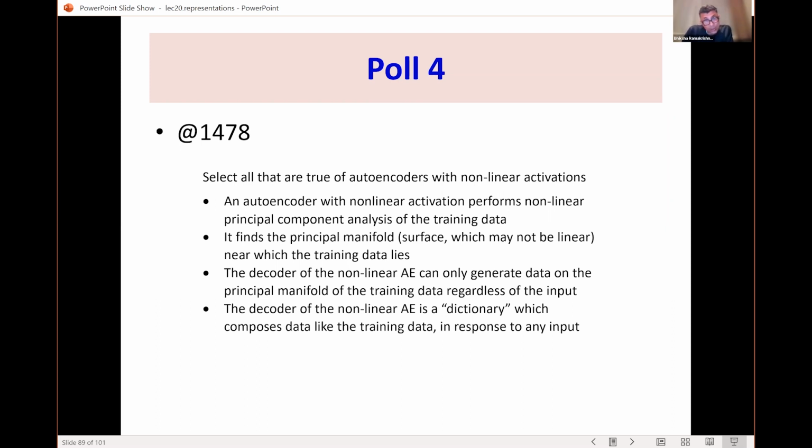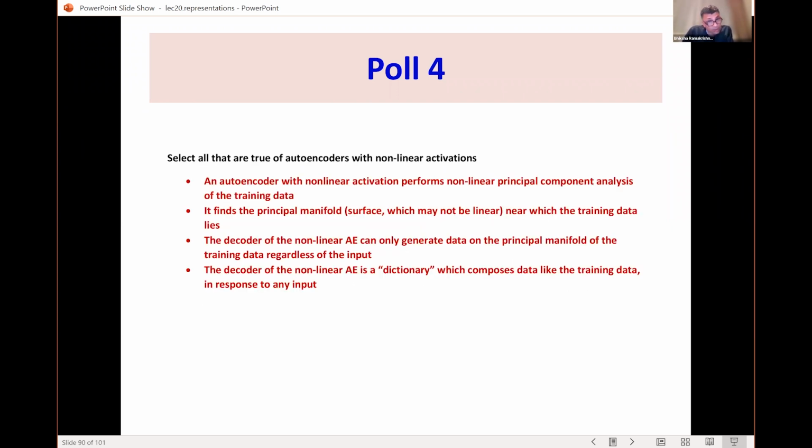Right, so the decoder is now a dictionary which composes data like the training data in response to any input. All of these statements are true. An autoencoder with nonlinear activation performs nonlinear PCA. It finds the principal manifold for the data near which the training data lies. This need not be linear. The decoder of the nonlinear autoencoder can only generate data on this principal manifold, regardless of the input. And so the decoder essentially can be thought of as a dictionary, which can only compose data like the training data in response to any input.